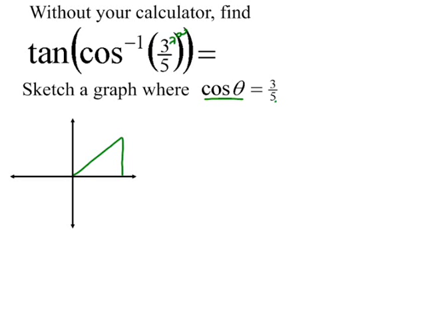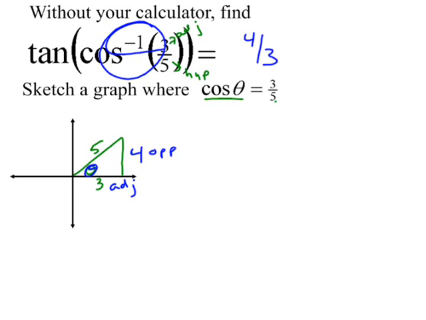Cosine is adjacent over hypotenuse. So therefore my hypotenuse is 5, my adjacent is 3, and we do our Pythagorean theorem and come up with the idea that this side over here is 4. And so now if this whole thing is an angle measurement and we've got our picture drawn, then all we have to do is look at our picture and say, okay, well then I know tangent is opposite over adjacent, and so my answer is just simply 4/3.